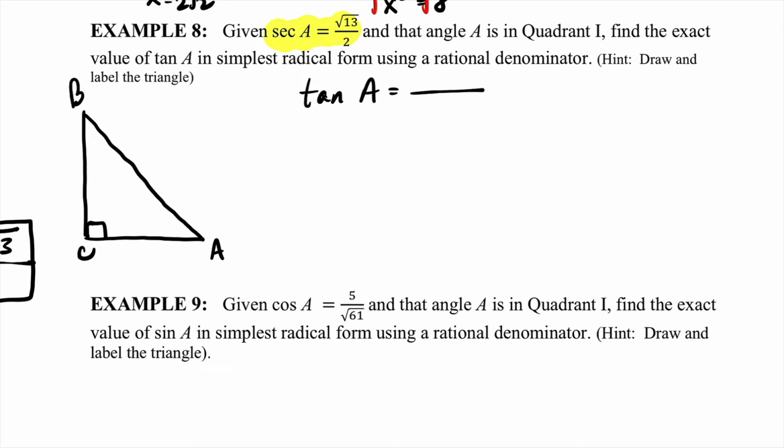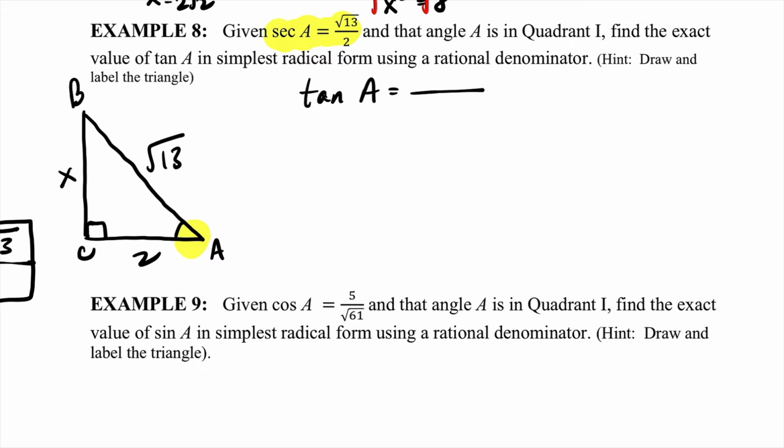So I know I'm dealing with A. So secant of A. They give me secant of A. They say it's the square root of 13 over 2. Well, I go to my table and I see secant is hypotenuse over adjacent. So hypotenuse is the top number. Adjacent is the bottom number. That means I don't know this side here. Okay. I might not need it.